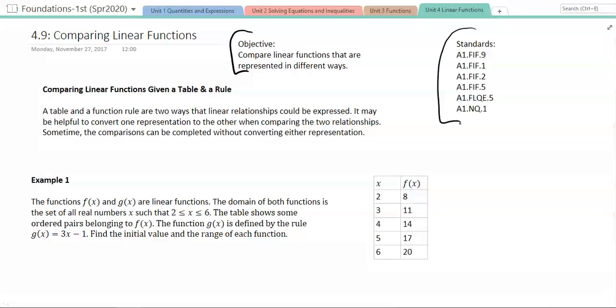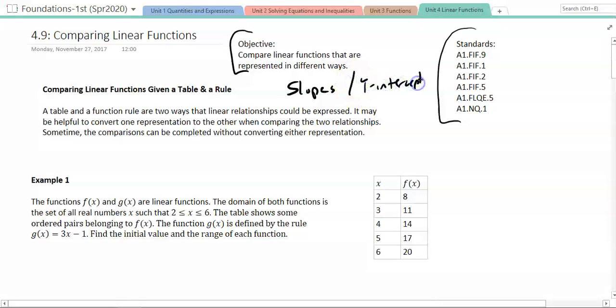And so let's talk about what it means to compare linear functions. And then we'll get into the specifics of certain methods. So when we compare linear functions, we're talking about their main characteristics. So mainly we're talking about comparing the slopes of one another or the y-intercepts of one another. Sometimes we'll talk about the x-intercepts as well.